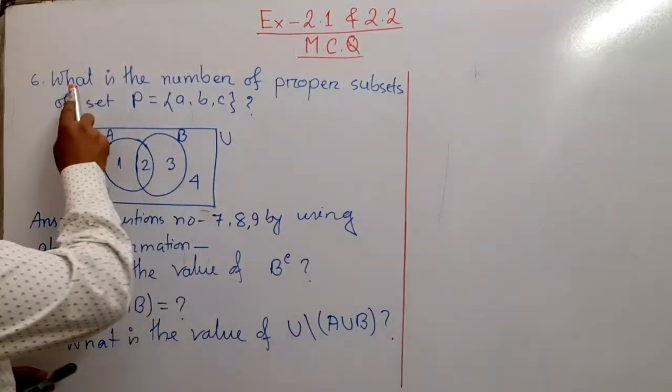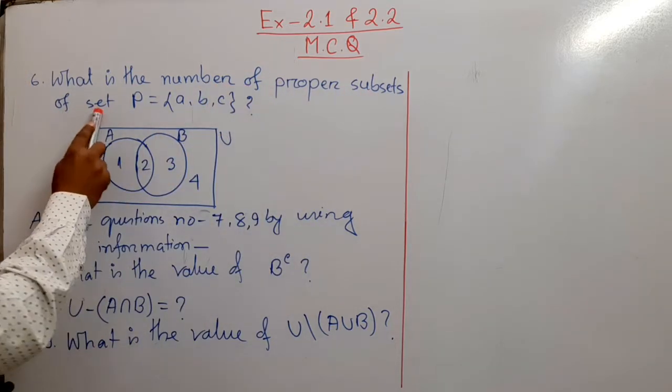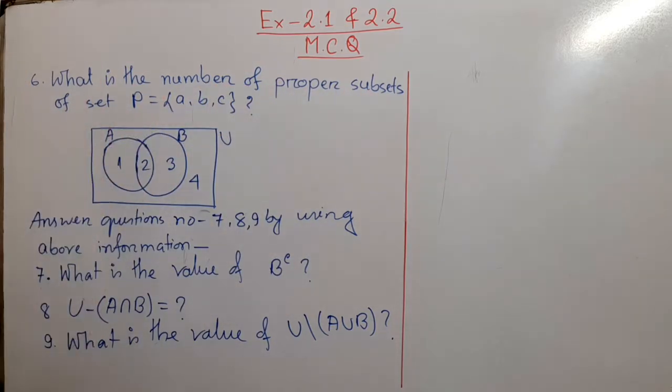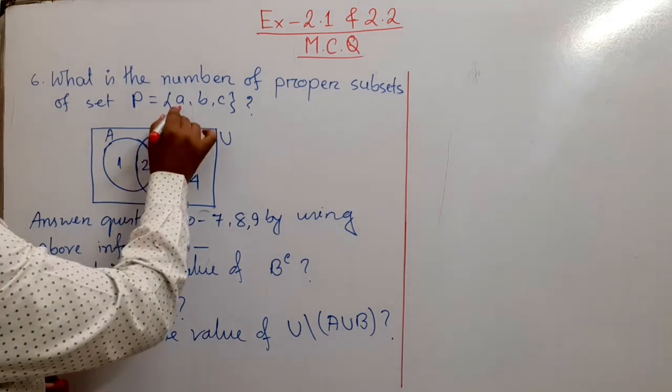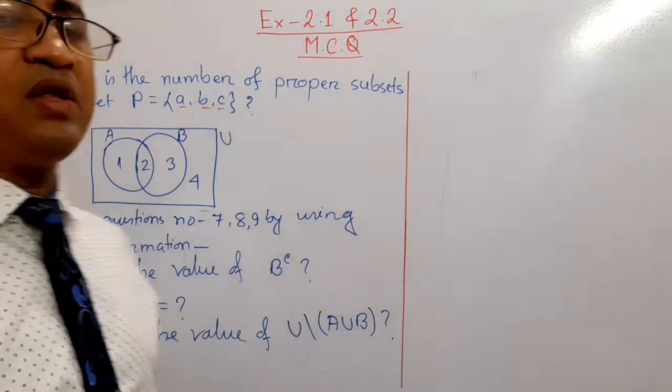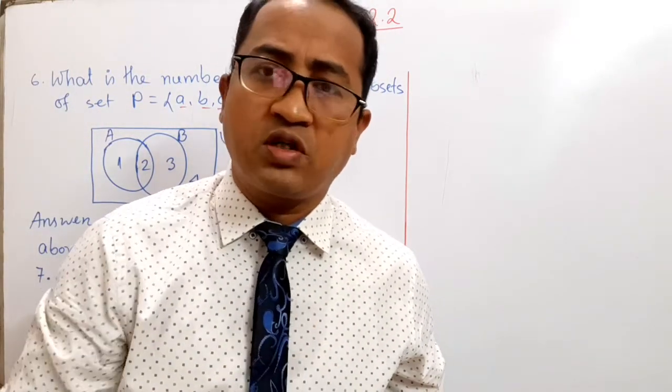Now question number 6. What is the number of proper subsets of the set P equals {A, B, C}? The elements of P are 1, 2, 3, and if there are 3 elements in a set, what will be the total number of subsets of that set?